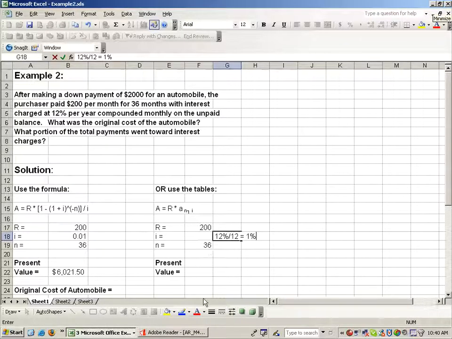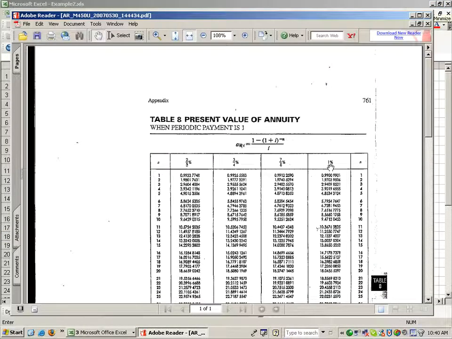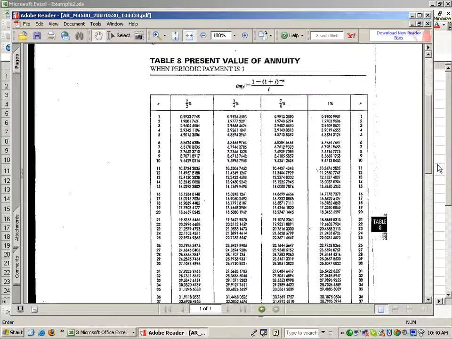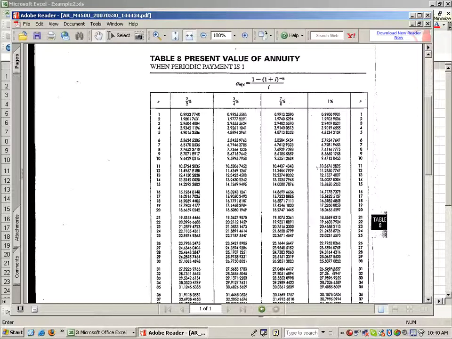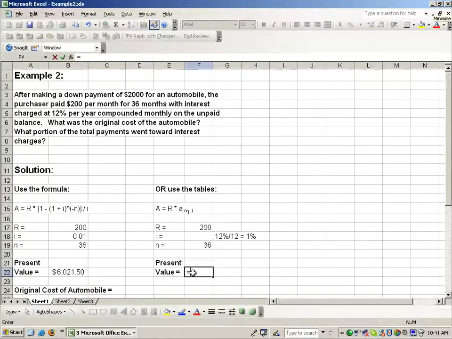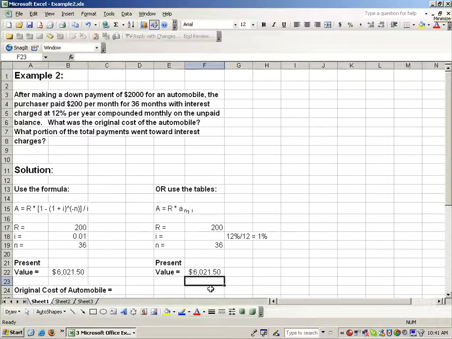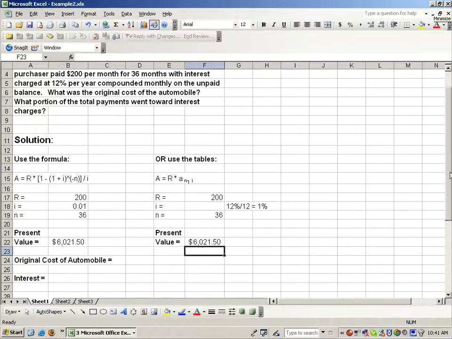Let me find that table for you. There's the 1% column. Scroll down to n equal to 36. There it is. Down at the bottom, it's 30.10750504. And that's the number that we're going to multiply times R. So we're going to take R times that number that we found on the table, 30.10750504. And you see the result is the same. That's the present value.